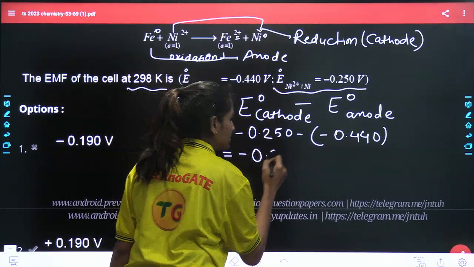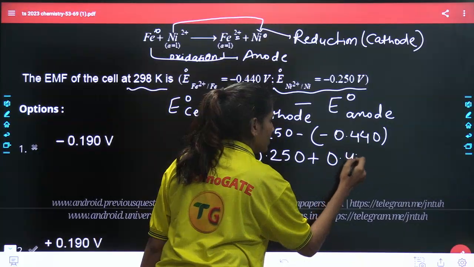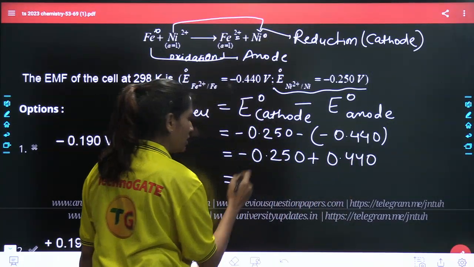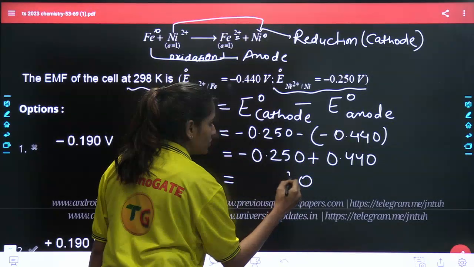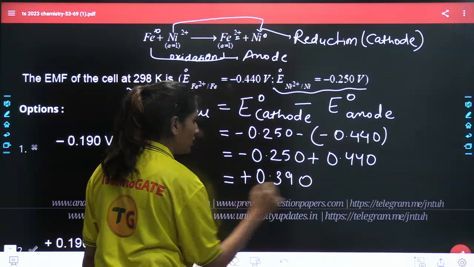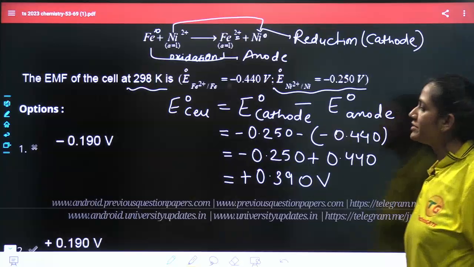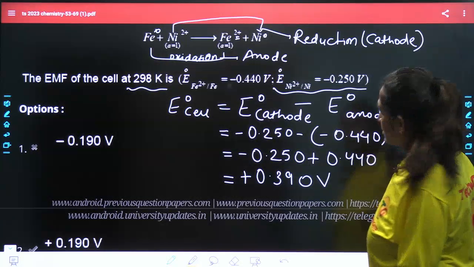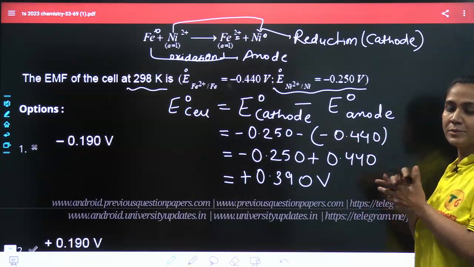Minus, this would become plus. Now minus plus minus, it's 0, it would be 9, it would be 3.0 and it is the bigger number, in volt. So our correct option would be 0.390 volt. Now I will have to move the screen. Okay, note it down.